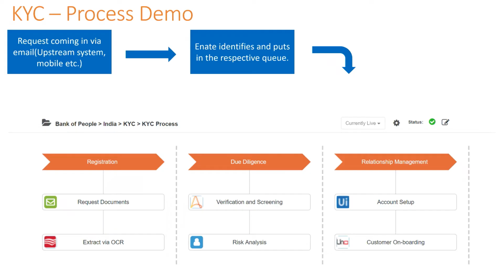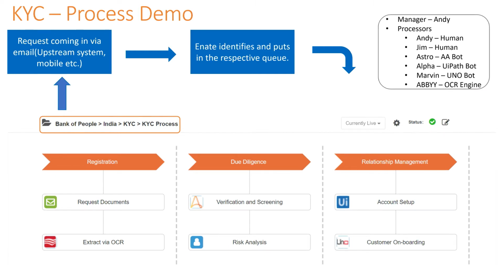In this demo, we take you through a simplified KYC process for the India region of Bank of People, where a customer raises a request through an email. Andy is a processor and a team manager, Jim a human team member. Digital workers in the team are the Automation Anywhere bot Astro, Alpha, a UiPath bot, Marvin, an Uno bot, and Abby, an OCR engine. These digital workers work alongside Andy and Jim to deliver various tasks along the end-to-end service cycle.